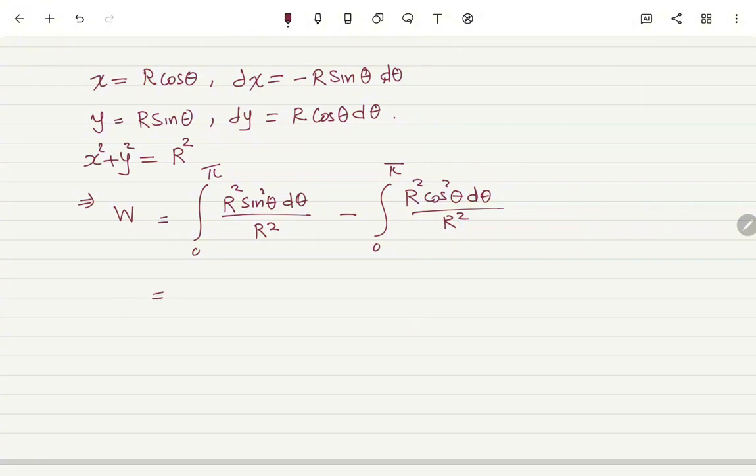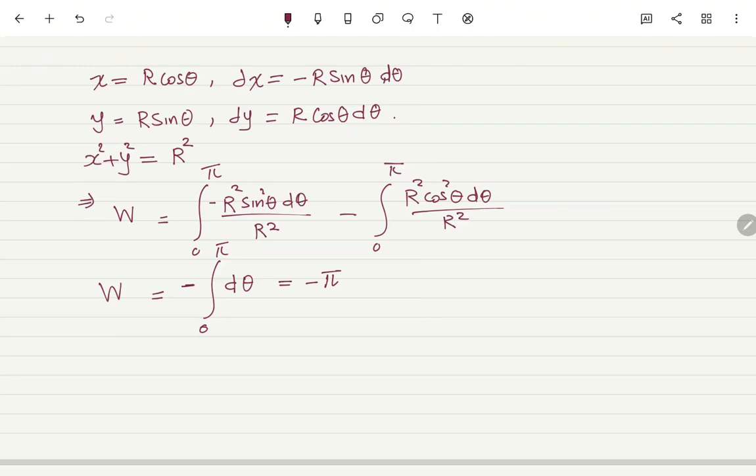After all, the work will be equal to integration from 0 to pi. This is minus, by the way. Take the minus out and use the identity sine square plus cosine square equal to 1. So work will be equal to minus integration from 0 to pi d theta, or upon integrating this one here and substituting the limits, the work will be equal to minus pi.